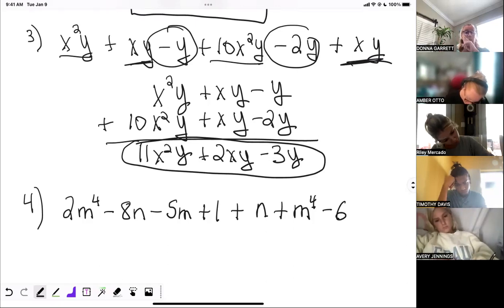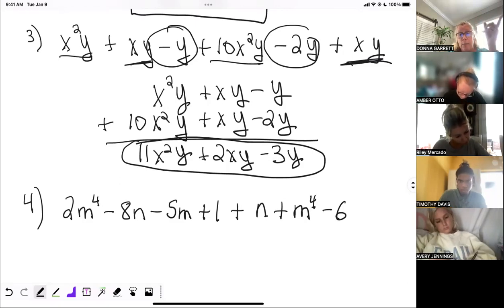Now, we haven't talked about this either. I want you to do it, but to be standard form, since we have two variables that are separated, we have m's and n's, it goes alphabetical order. So you do your highest exponent for m's, and then you go down and do the n's after all the m's. So give it a try.